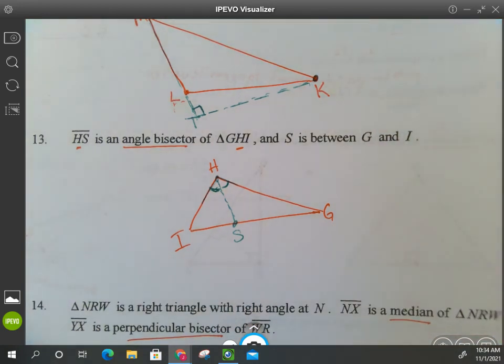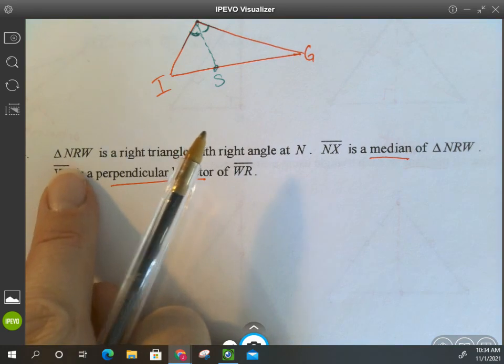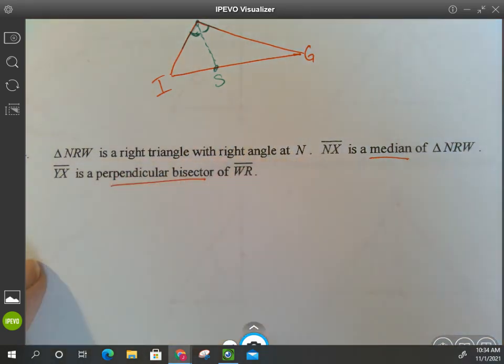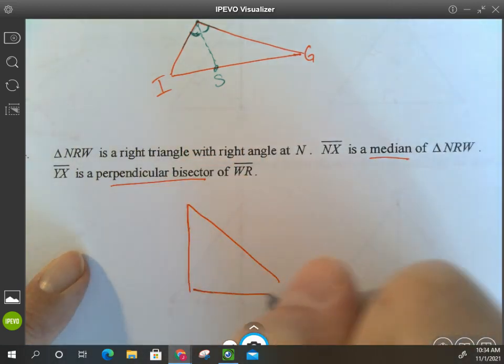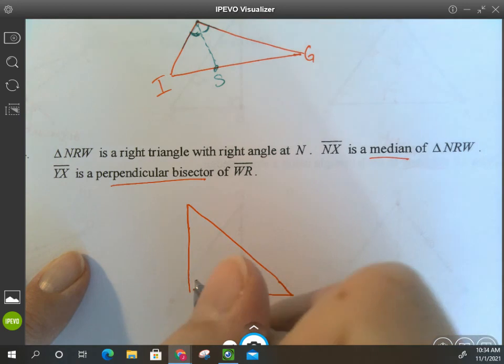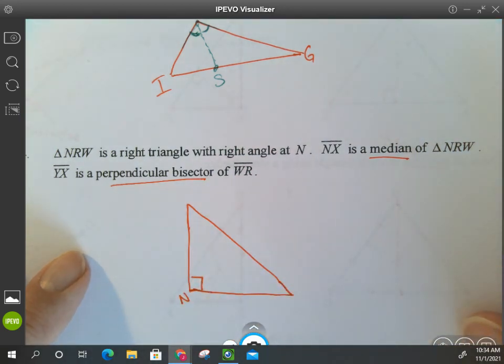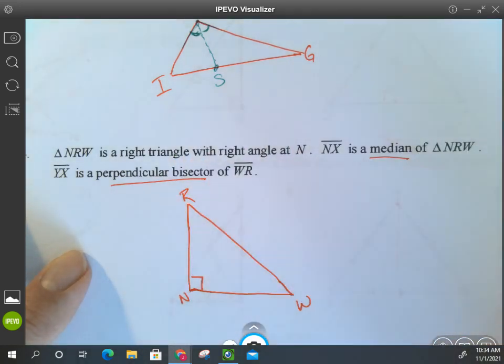Okay, now the next one has a couple things on it. So first of all, I need to draw a triangle NRW, but it's a right triangle. The right angle is at N. Okay, so here's my right triangle. And my right angle is N. So wherever you put your right angle, label it N. What is it, NRW? NRW. Okay, so that's done.